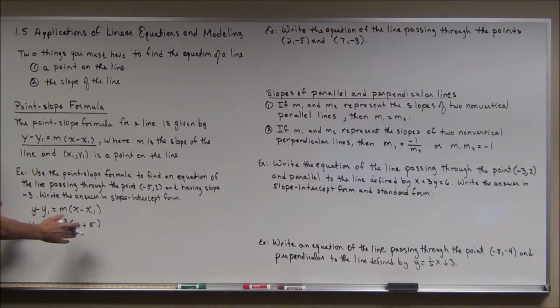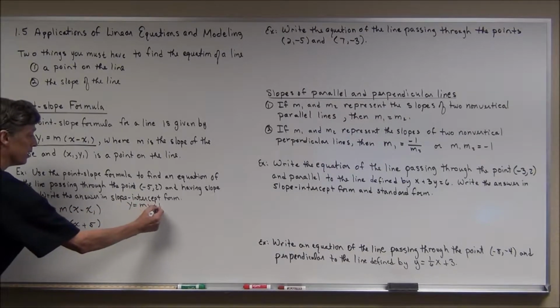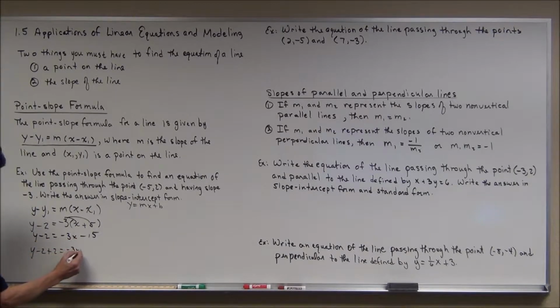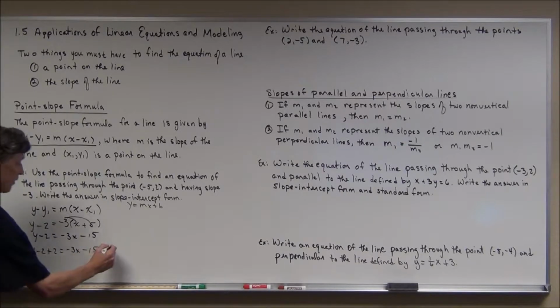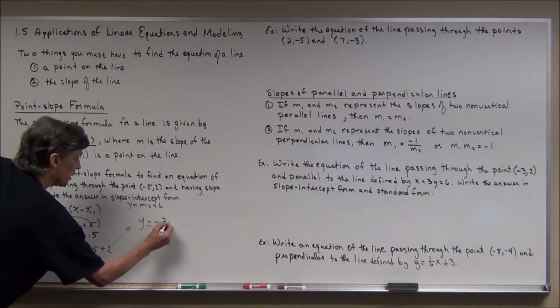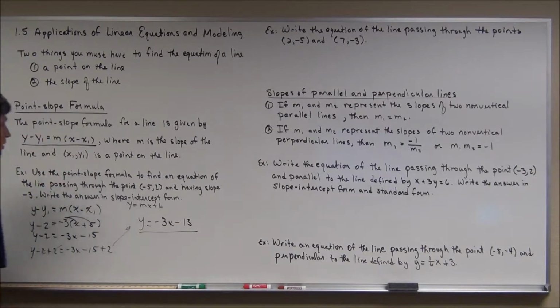So that's my equation, but they want it in slope-intercept form. Remember, y equals mx plus b. So I have to solve for y, and I'm going to first simplify the right side by distributing. I have y minus 2 is equal to -3x minus 15, and then I'm going to add 2 to both sides. y minus 2 plus 2 is equal to -3x minus 15 plus 2. I have y is equal to -3x minus 15 and plus 2 is minus 13. And that's the answer that they're looking for.